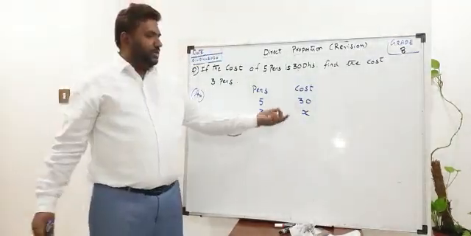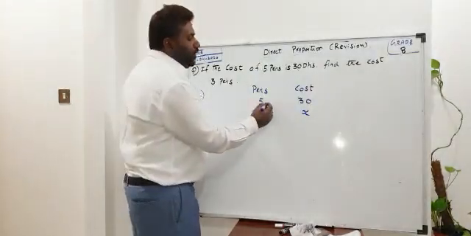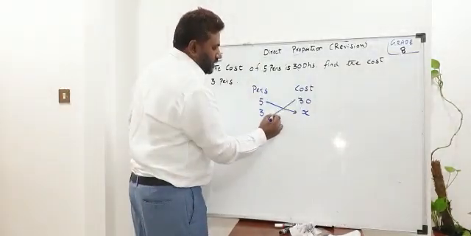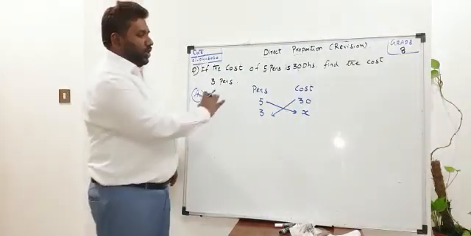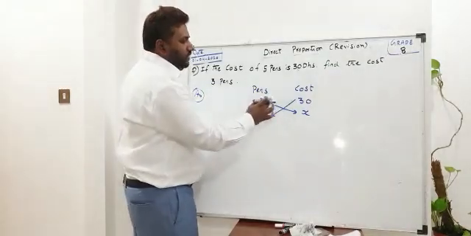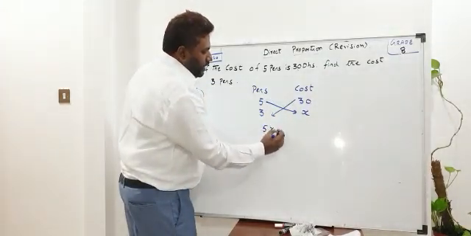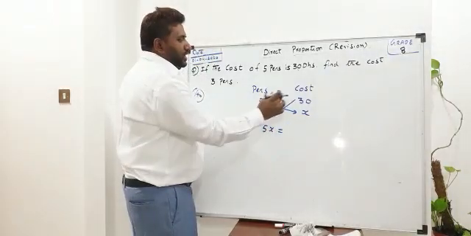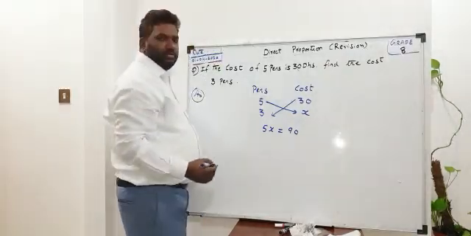So we assume the unknown as variable x. And here we are going to use the cross multiplication method. It's the fastest method to solve any question in direct proportion. Cross multiply and make it a simple equation. So 5 times x is going to be 5x, equals 3 times 30, which is going to be 90.